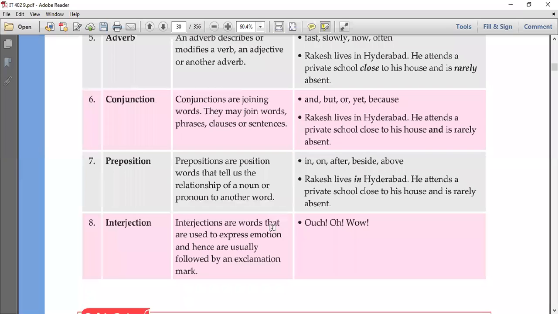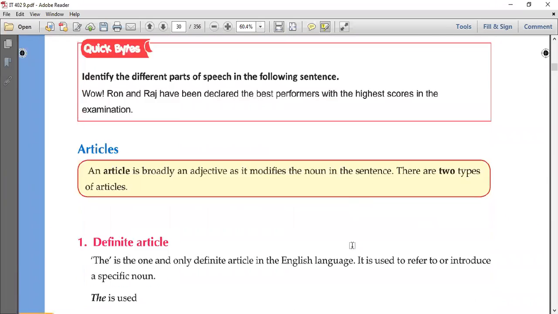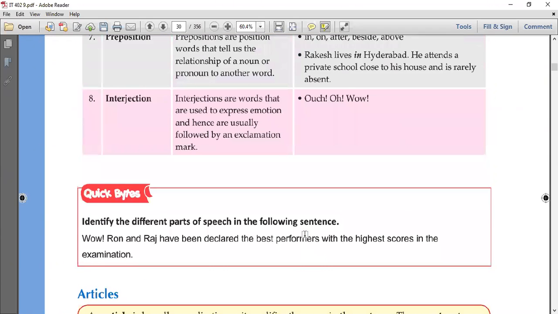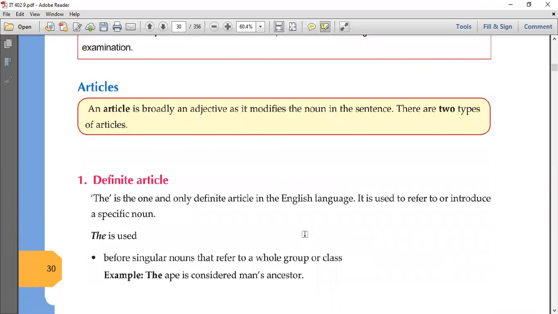Interjections are the words which express emotions or strong feelings. और इनके बाद exclamation mark होता है, जैसे ouch, oh, wow. So these are interjections, right? So you might have done these in your English grammar also.